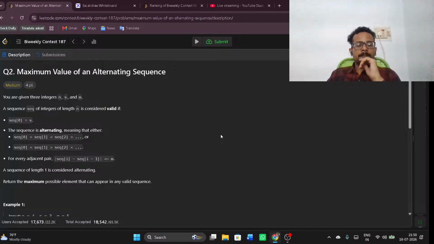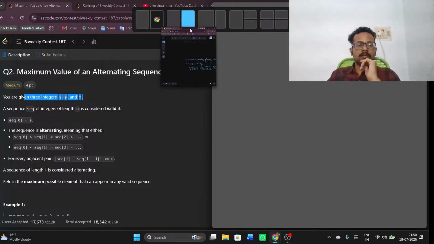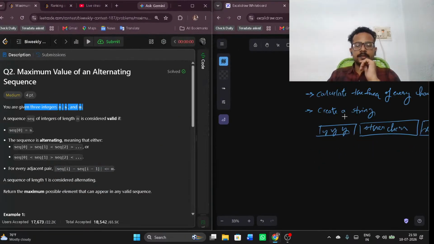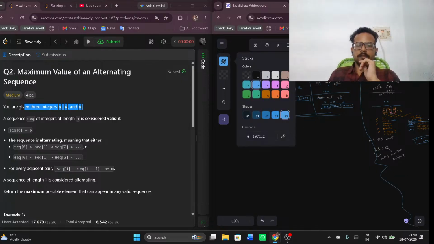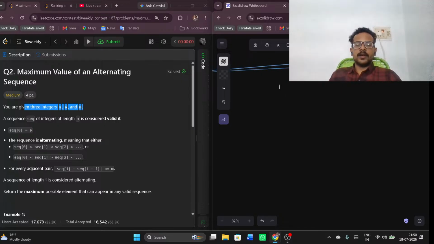Let me tell you what they are asking. You are given three integers n, s, m, right? This is the first problem. This is just my rough sketch for myself. So what are we given? We are given n, s, and then m.